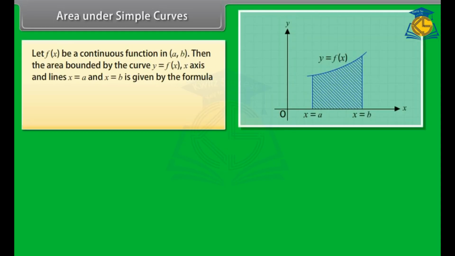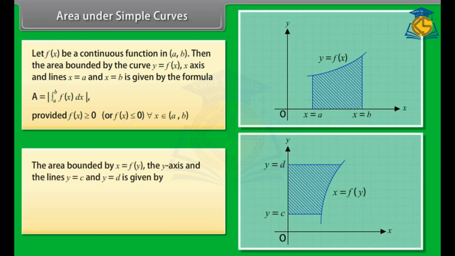Let f of x be a continuous function in [a, b]. Then, the area bound by the curve y equals f of x, x-axis, and lines x is equal to a and x is equal to b is given by the formula A is equal to modulus of integral from a to b of f of x with respect to x, provided f of x is greater than or equal to 0 or f of x less than or equal to 0 for each x belongs to [a, b].